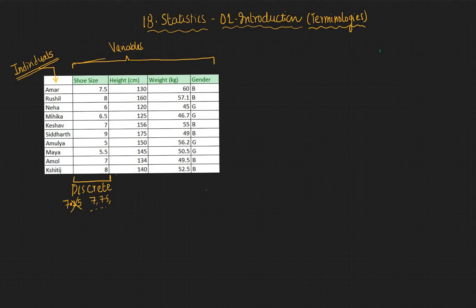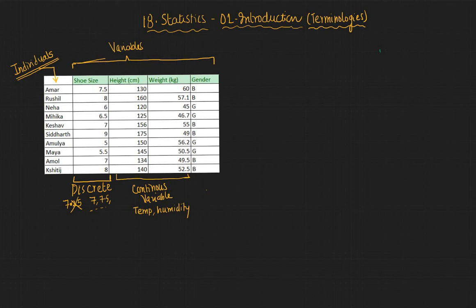Now these types of variables like height and weight are called continuous variables. Other examples can be temperature or humidity or something like that. So the idea of a continuous variable is it can take any value. Its values are not discrete.